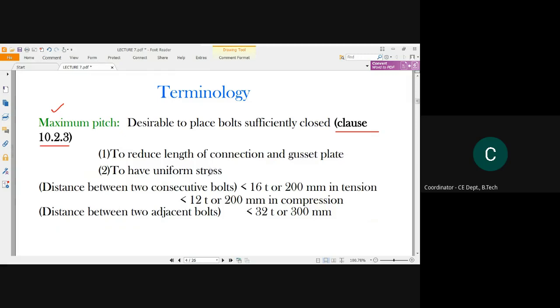Well, what is a gusset plate? Well, what happens, say here, this is a connection, this is a member, this is a member coming into one place. So what happens?